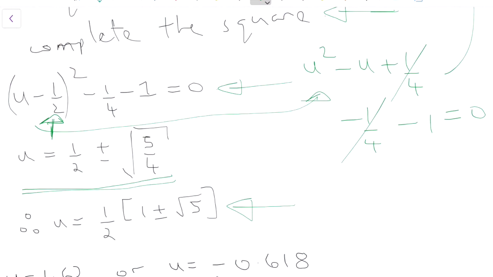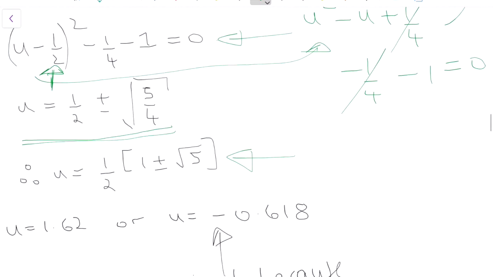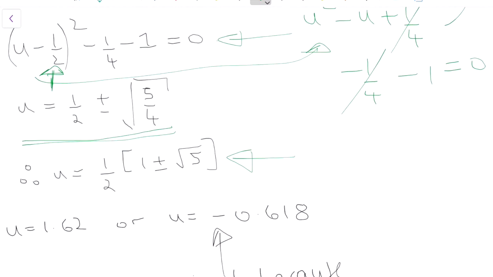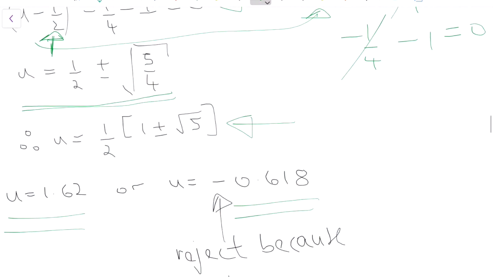So then they want the answer to 3 significant figures. Well, there you go, u equals 1.62 or u equals this, but you need to reject this because u is strictly positive as we discussed above.